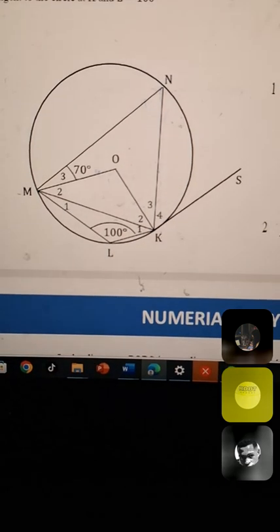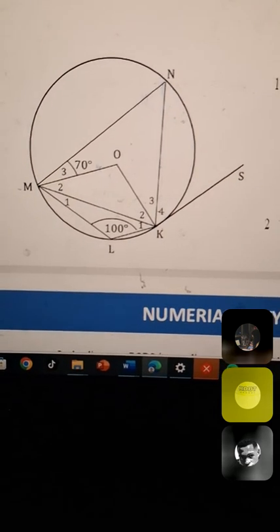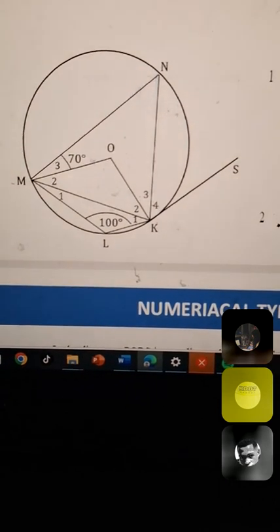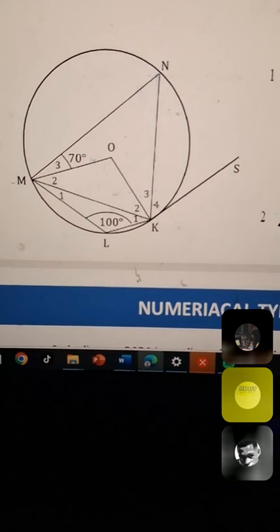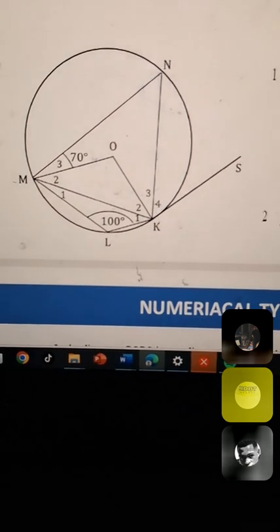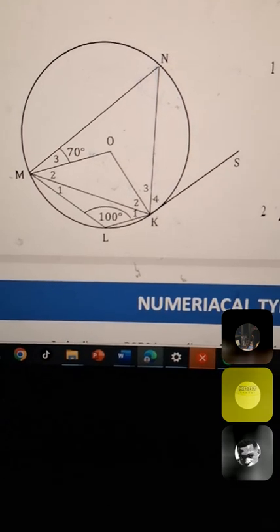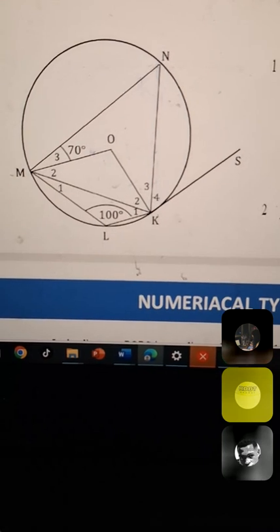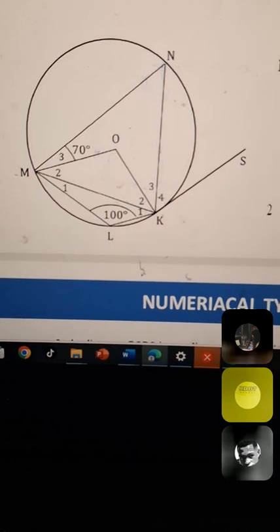I think I got it. I don't know if I got it. How to get M1? How to get M1? Okay. Since MLKN is a cyclic quad. MLKN definitely is a cyclic quad, yes. So let me see again. I don't think it's going to work. Yeah, because I was thinking of an exterior angle. Exterior angle? But it's not going to work. Yeah, because KSL is not a straight line. Yes, it's not. Not at all.